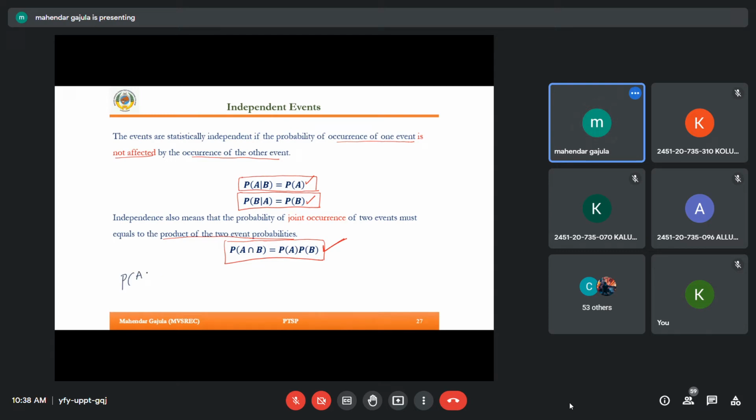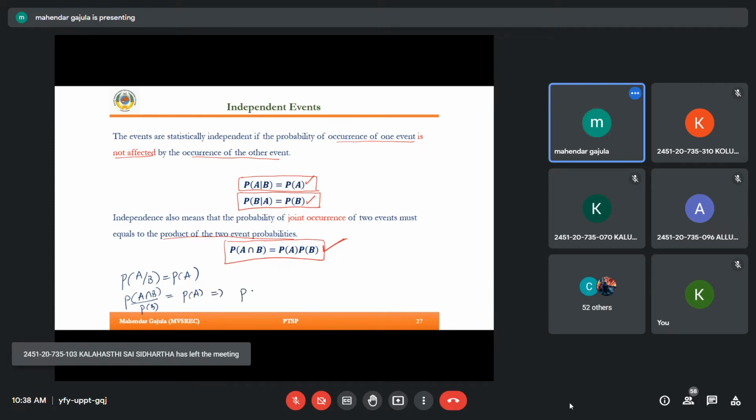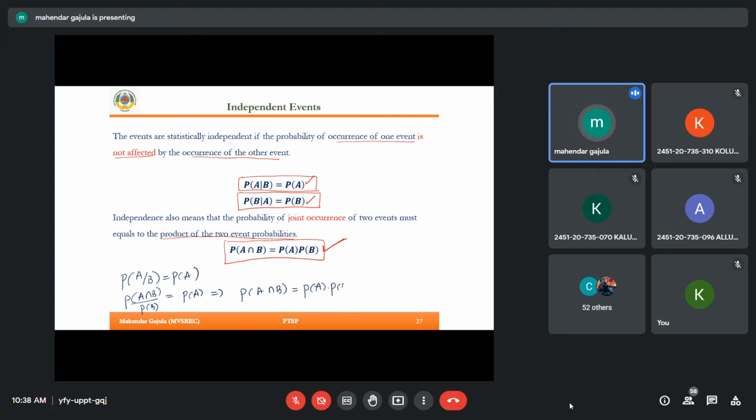Probability of A given B is equal to probability of A. Now, according to the conditional definition, conditional probability is probability of A intersection B by probability of B, which equals probability of A. So the probability of A intersection B equals probability of A times probability of B.